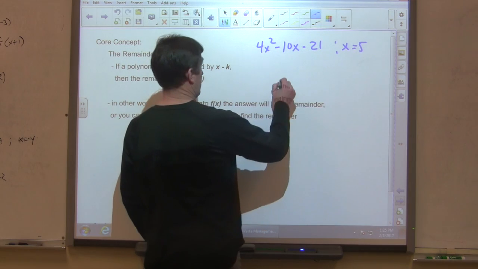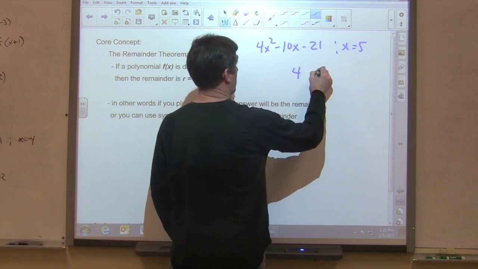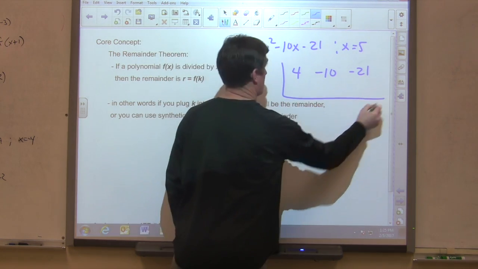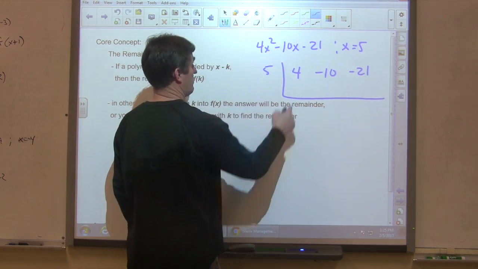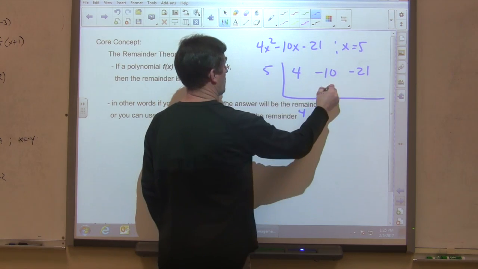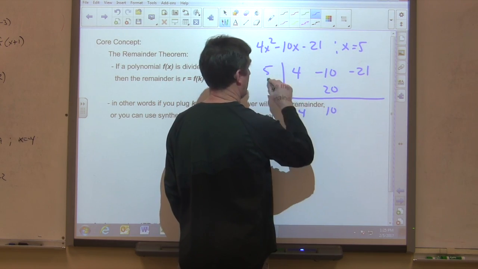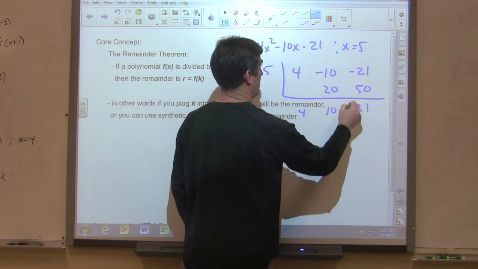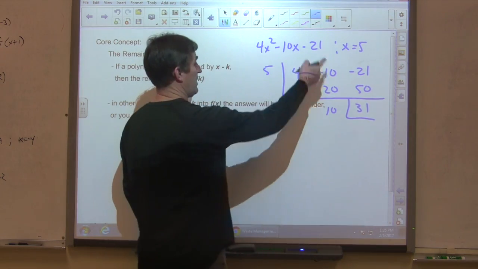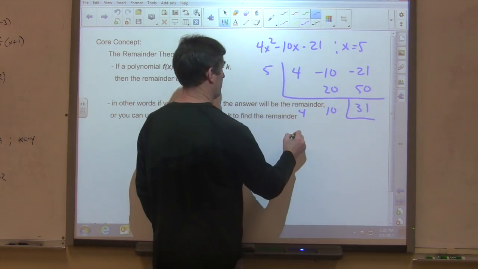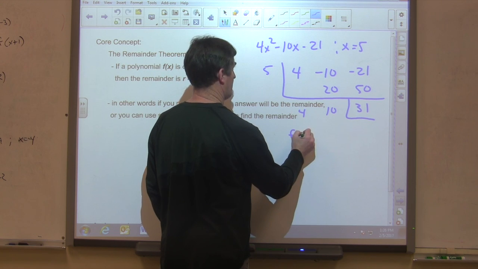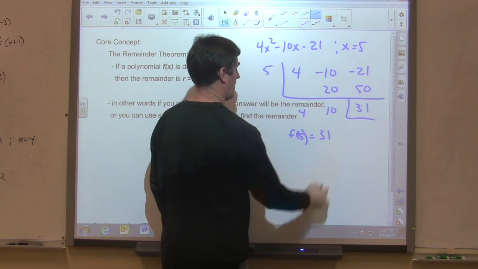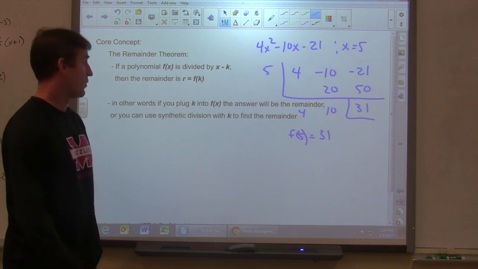So if you did it correctly, we have 4, negative 10, negative 21. We bring the 5 out front, bring the 4 down. 5 times 4 is 20. Add 10. 5 times 10 is 50. 31. That's our remainder, so it should be 31. Okay? So this f of 5, if we plug 5 into that function, we should get 31. Makes it a real quick way to do it.